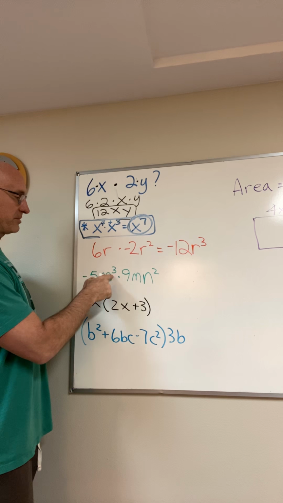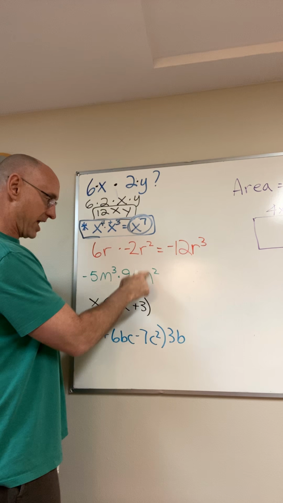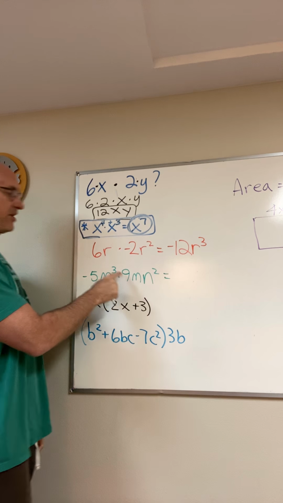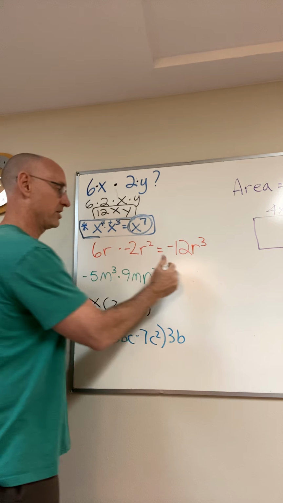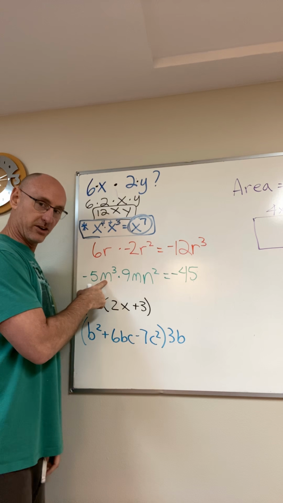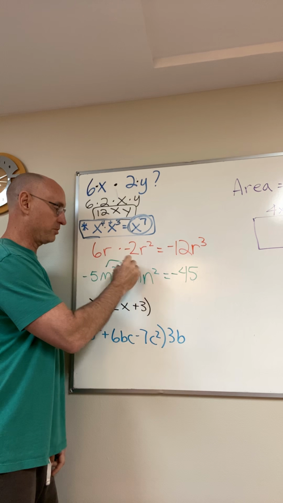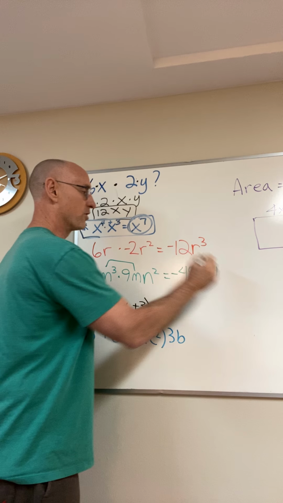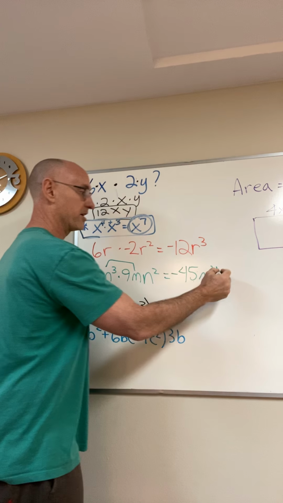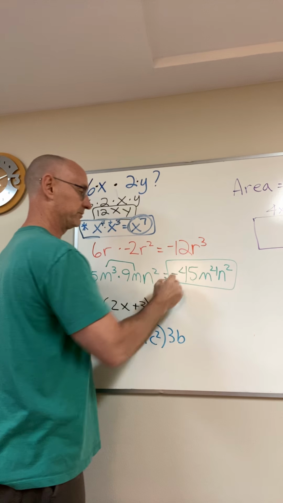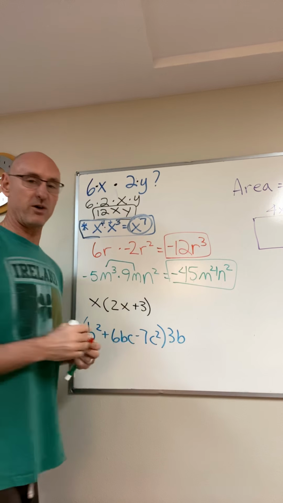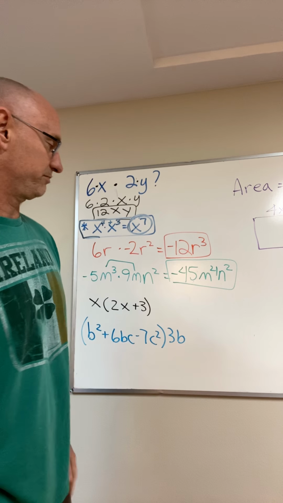Here's negative 5m to the 3rd times 9mn squared, all this stuff. So what? Just take care of it. Negative 5 times 9, negative 45. And then you got 3 m's here, 1 more m there, so you put those together. That's m to the 4th. And then I don't have any n's here, but I got 2 of them here and squared. That's it. Okay? We catching that? I wish I could ask if there were any questions out there, but we're just going to keep going, I guess.